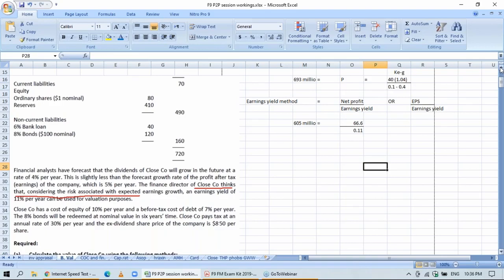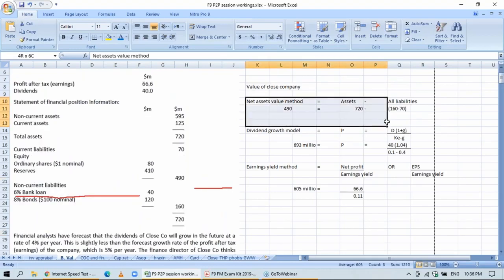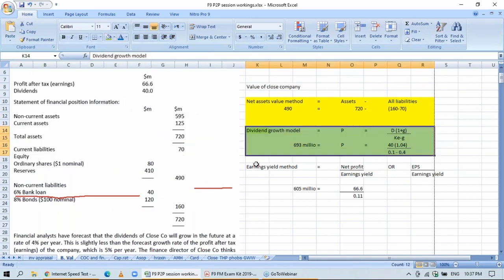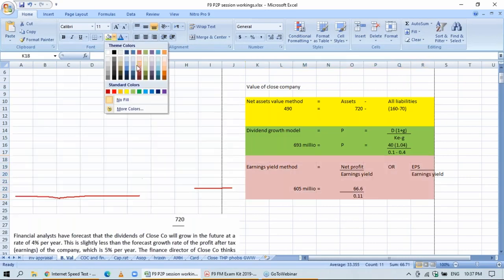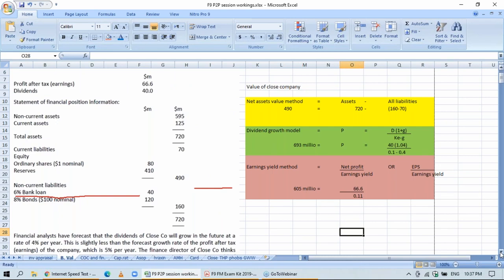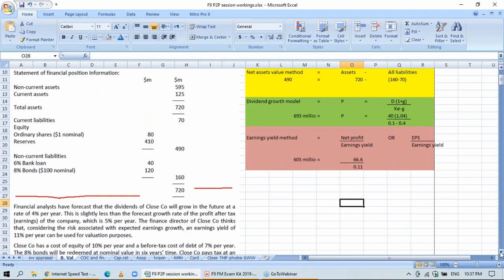Okay, so three methods we have used. One method says the market value is 490 million. The other one says the market value is 693 million, and the third one says the market value is 605 million. So these are the three formulas which we have used in closed company. Now moving on to the next part.